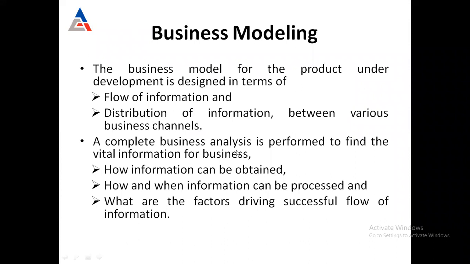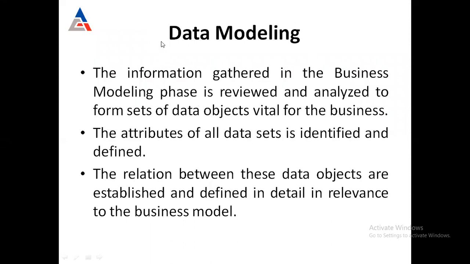A complete business analysis is performed to find the vital information for the business. As the customer is involved in every phase of the software development life cycle, complete information is gathered from the customer: whether you are satisfied with all the activities being performed by the software developer, how the information can be obtained, and how they will obtain it. They can obtain the information from outside resources, from a person who has already done the same thing. How and when can information be processed, when will they utilize the information, and in what pattern will they use it? What are the factors driving successful flow of information? What factors will they use to make the information flow in a better manner in software development?